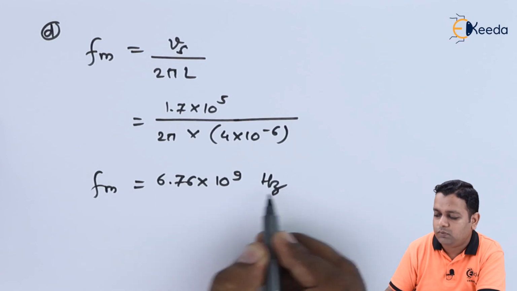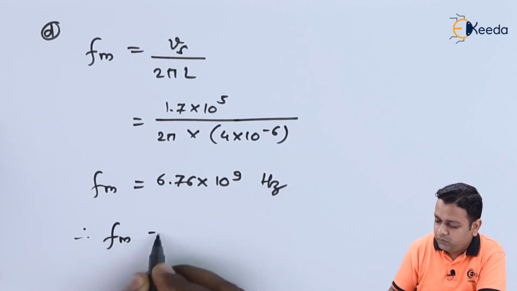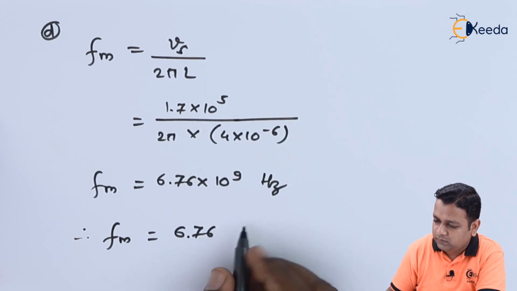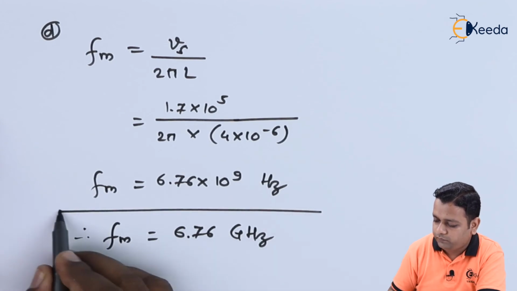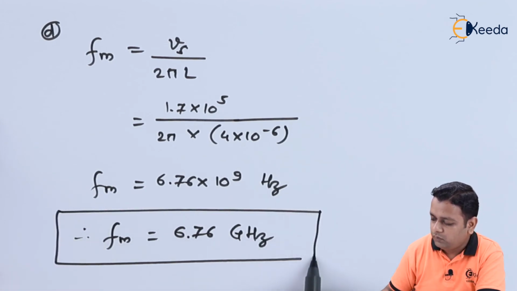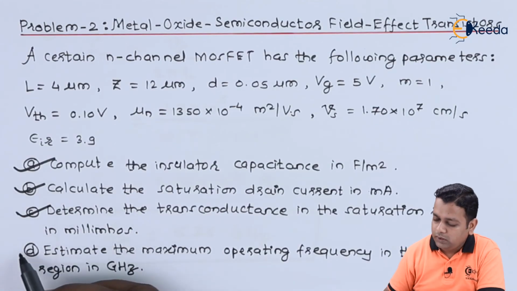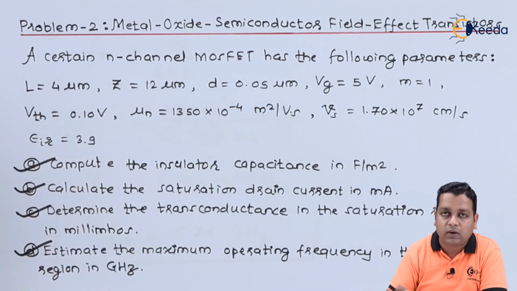Frequency should be in terms of hertz, and now I represent the required value as 6.76 gigahertz here. So the answer is outlined. This way we are covered with determination of all the values required for the given device here.